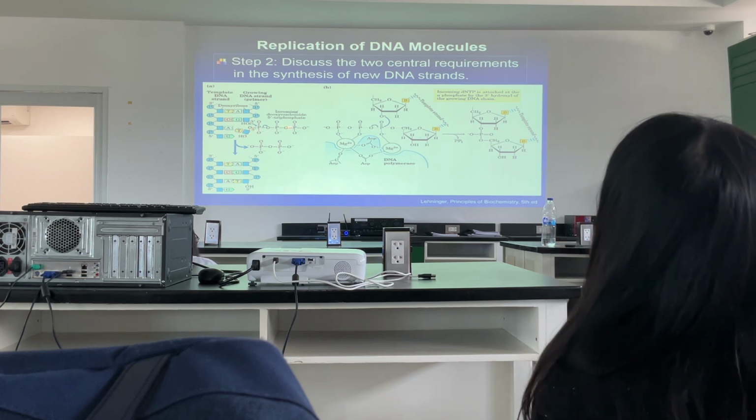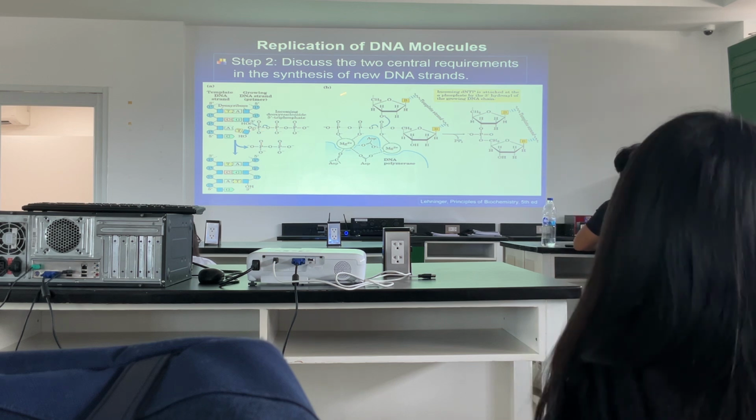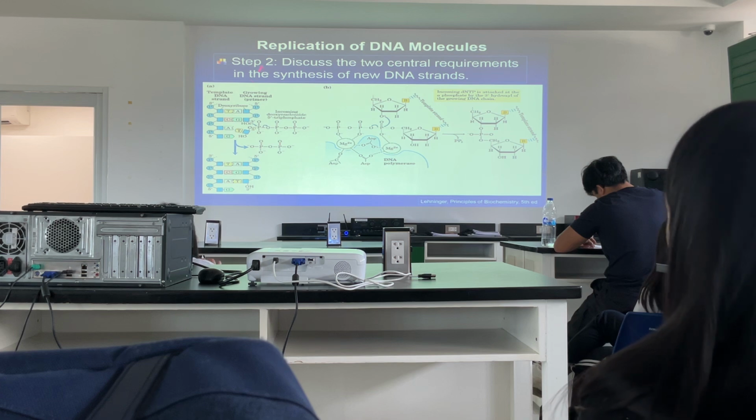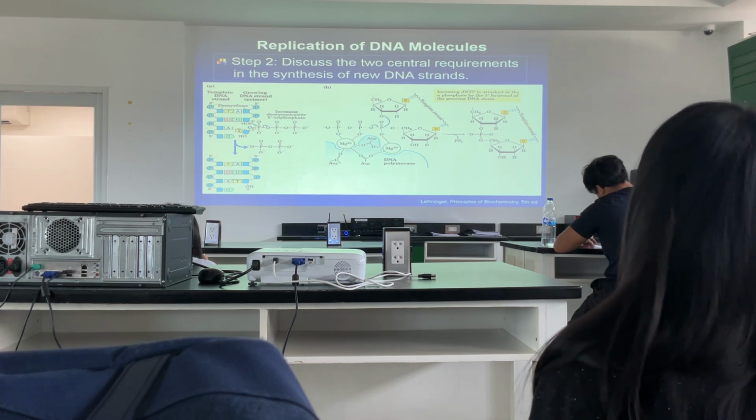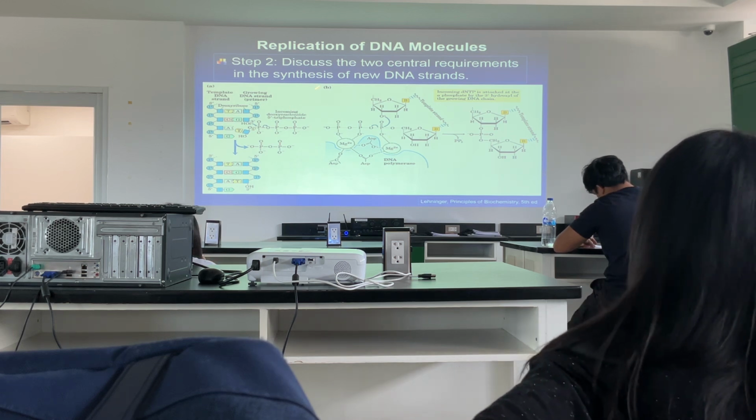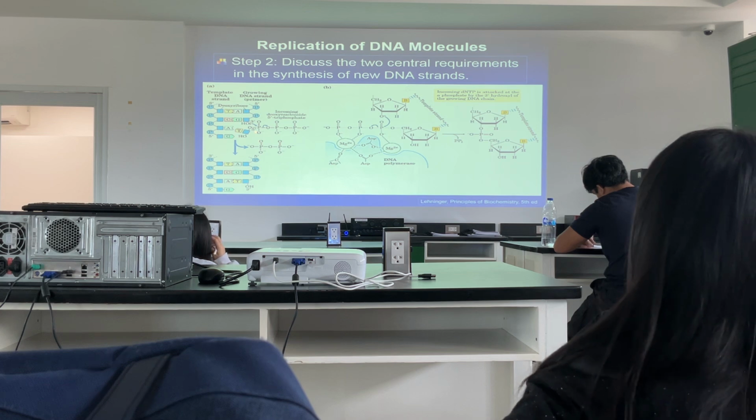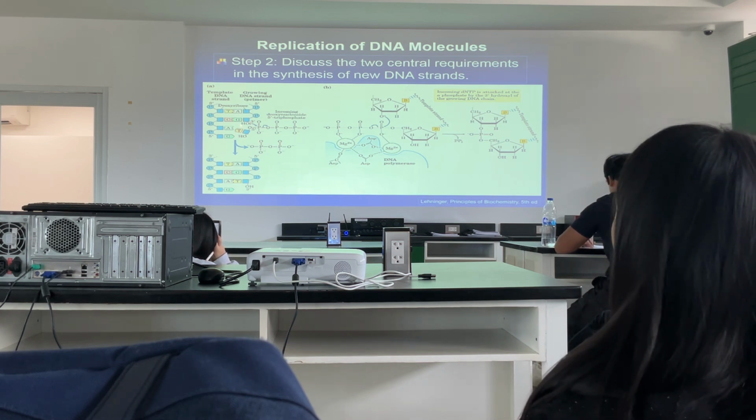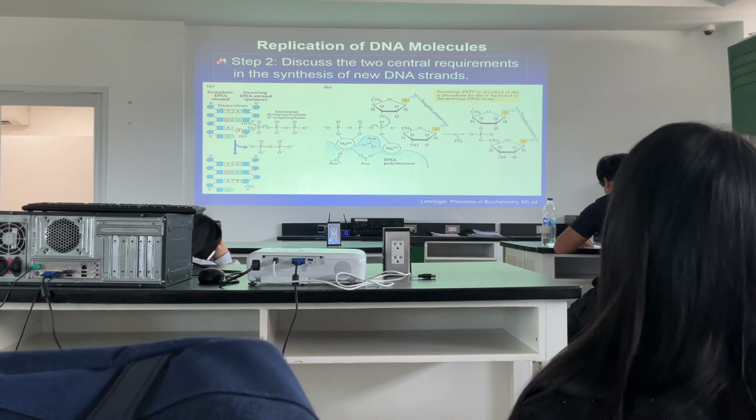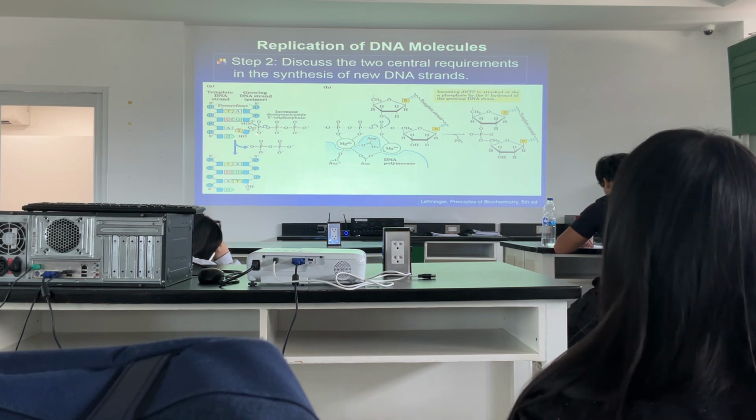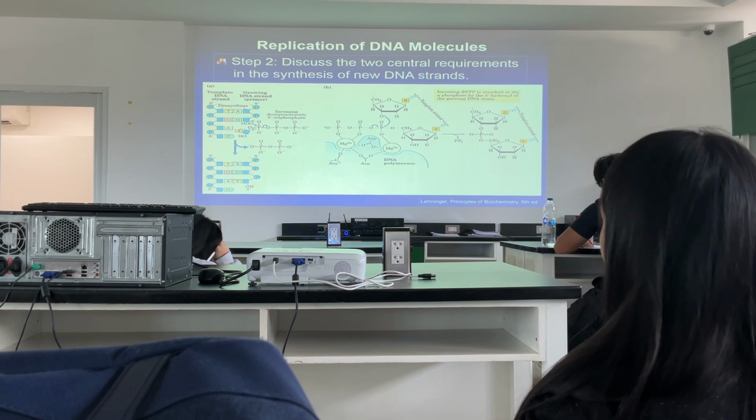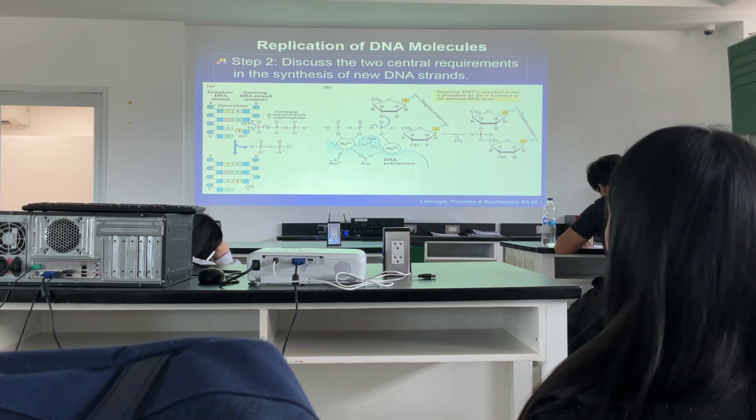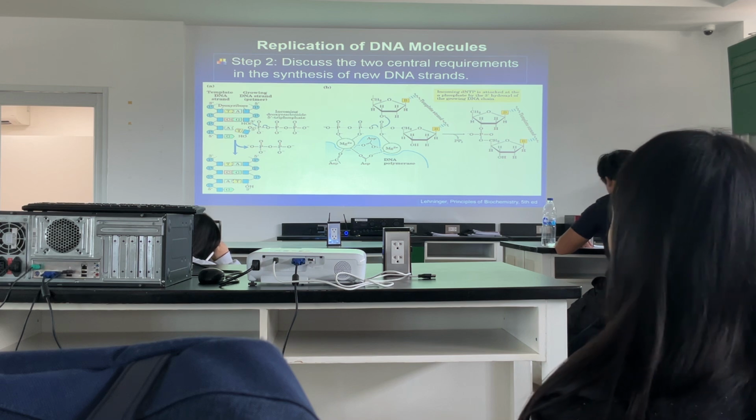Okay? Because formation of the new DNA strand is according to complementary pairing of bases. So it will be a nucleotide containing thymine as a base that will be added to this primer. And hydrogen bonds will be formed between these two bases. So let's move to the other slide.